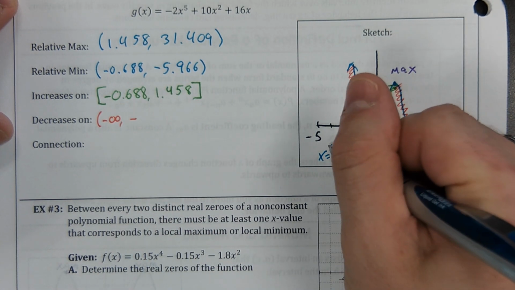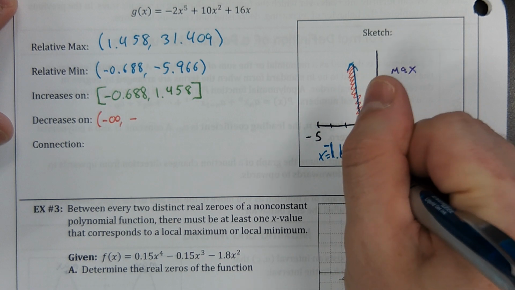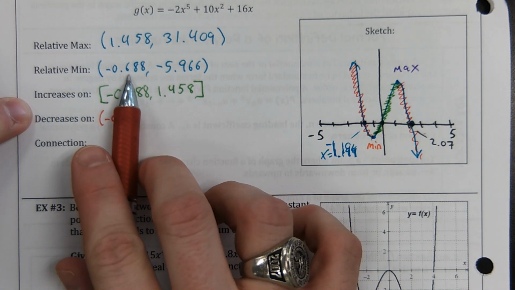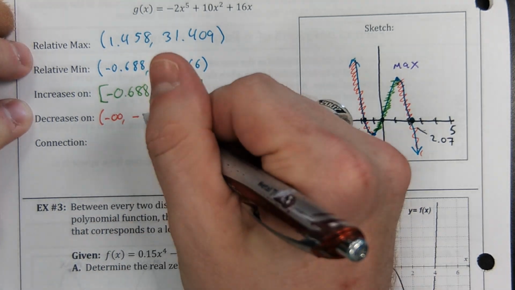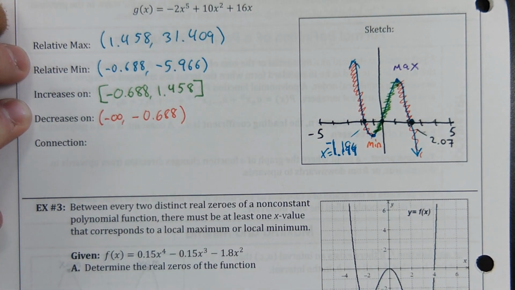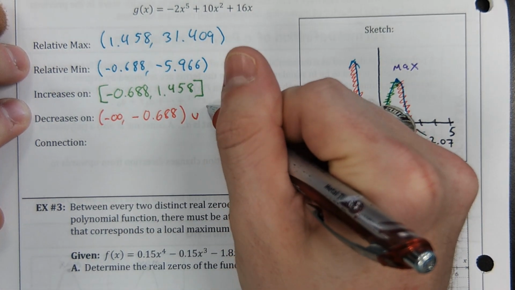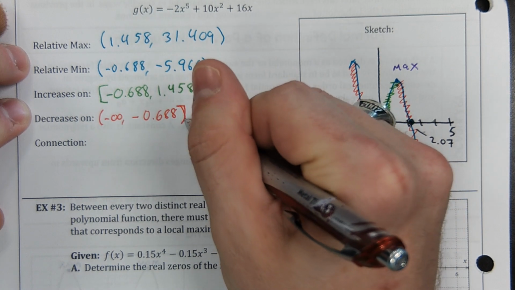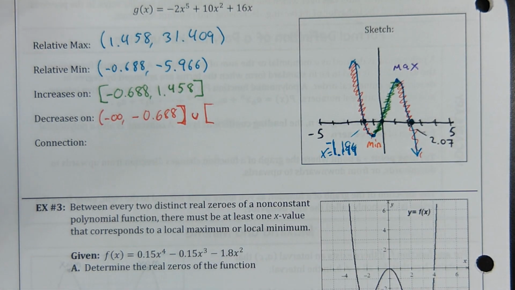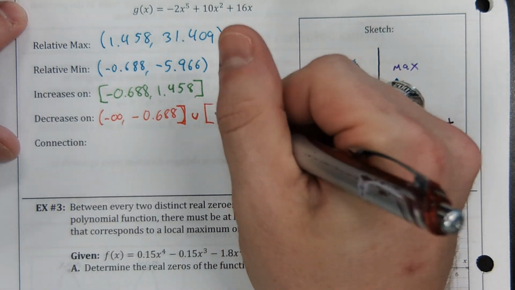I just realized that this says that's a positive 1.19. It's supposed to be negative. I just noticed. Someone watching the video might be screaming at their monitor. Anyway, we decreased from -infinity to this x value right here at this minimum, -0.688. And then it also decreases after the maximum. Oh, supposed to be brackets on increasing, decreasing. I hate that, but there it is. That was after 1.458.